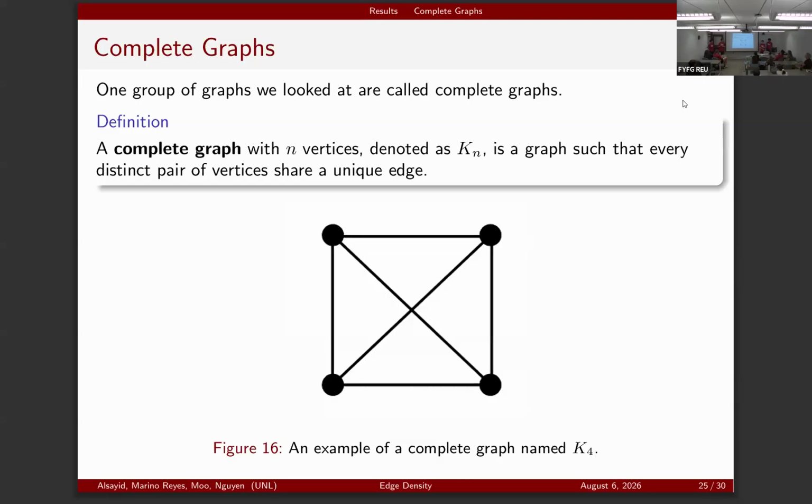So earlier in the presentation, I touched a little bit on complete graphs, but here's the actual definition. A complete graph with n vertices, denoted as Kn, is a graph such that every distinct pair of vertices share a unique edge. And as we can see here in figure 16, we can see an example of a complete graph named K4 because it contains 4 vertices. And as we can see here, each distinct pair of vertices is being touched by a unique edge.